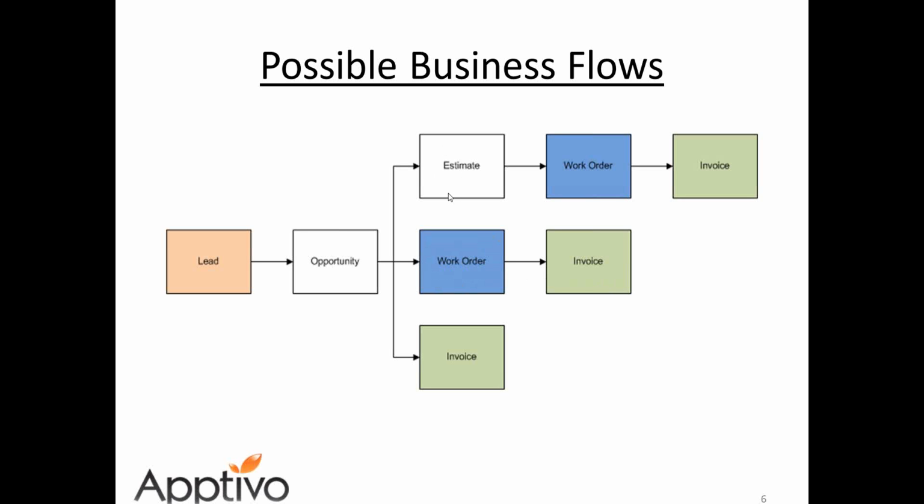Or you could see I could start off at an estimate. So the system is very flexible as far as where your starting point can be. And what you notice is almost everything just ends up with the invoice. Like you always have to get paid for the work that you did. So it's a flexible starting point, flexible ending point, and there's even configurability to enable which of these flows are even possible. So as an admin, you can control which flows your employees are able to execute.